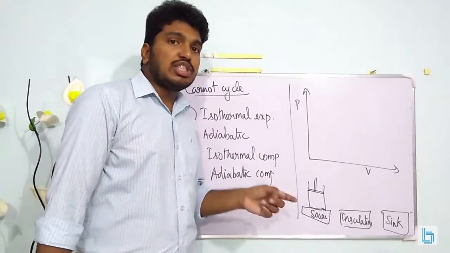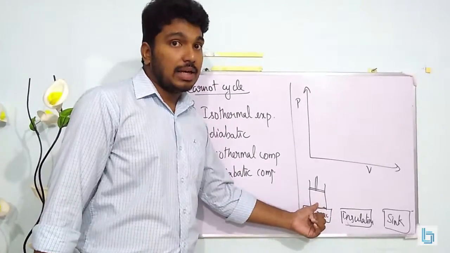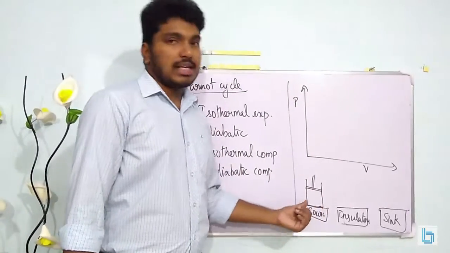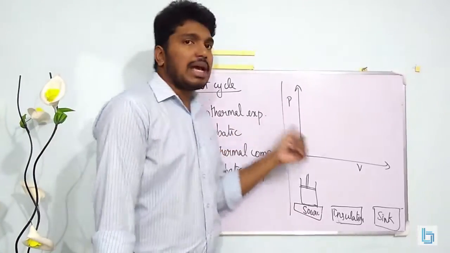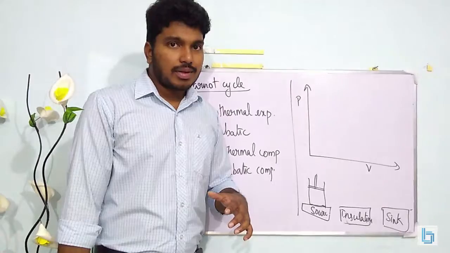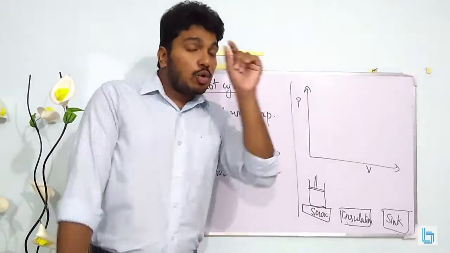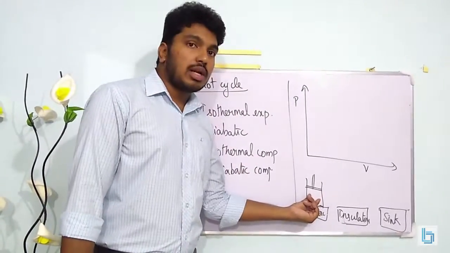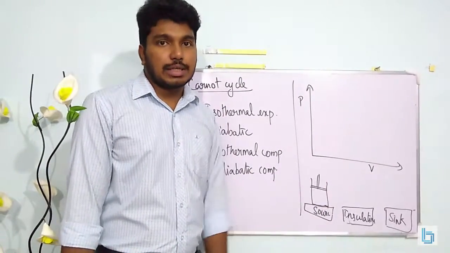Okay. So now initially we will have a working substance, maybe some gas, maybe an ideal gas here. And it is an ideal gas. Why? Because this is an ideal process. So we are taking an ideal gas over here. Now what happens is, the first step, isothermal expansion. From the source, some heat will be given to the system, and using this heat, this piston will be moving up. That is, there is a change in volume taking place here.